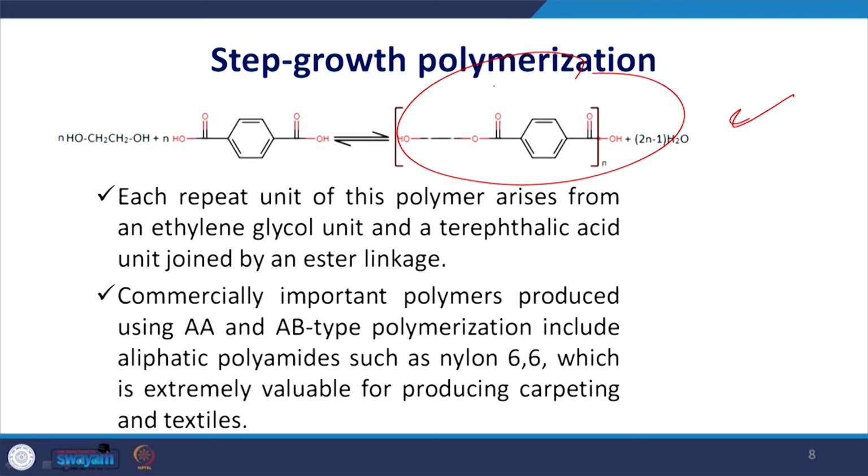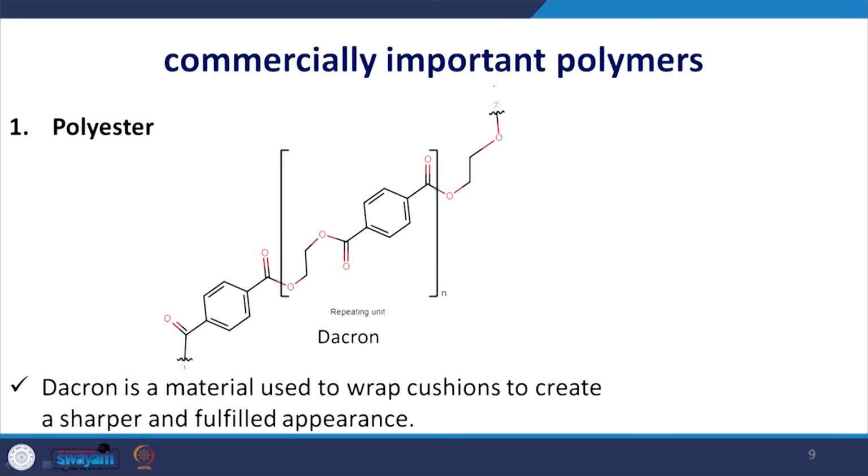Now the commercially important polymers produced using AA or AB type polymerization include the aliphatic polyamides such as nylon 6,6, extremely valuable for producing carpeting, textiles, etc. Now, let us have a brief look at the various commercially available polymers.